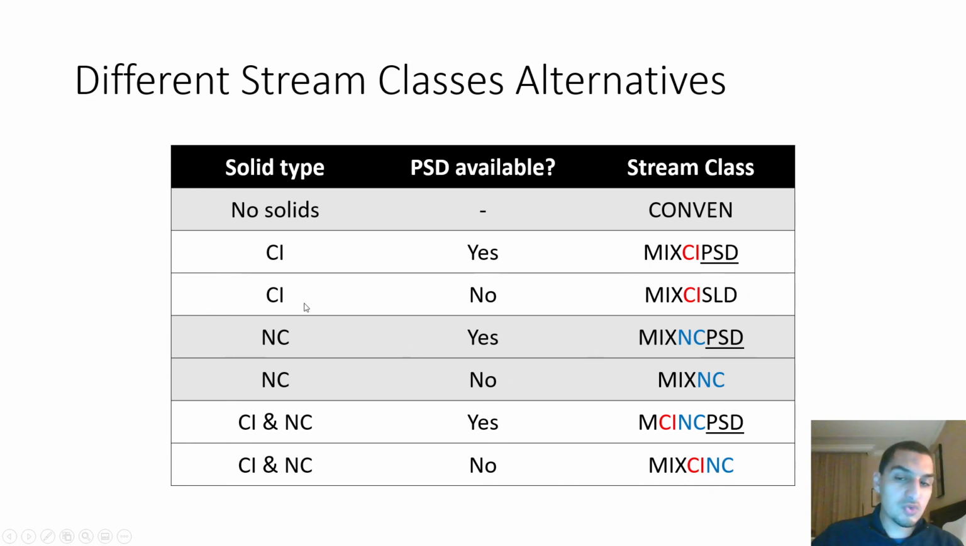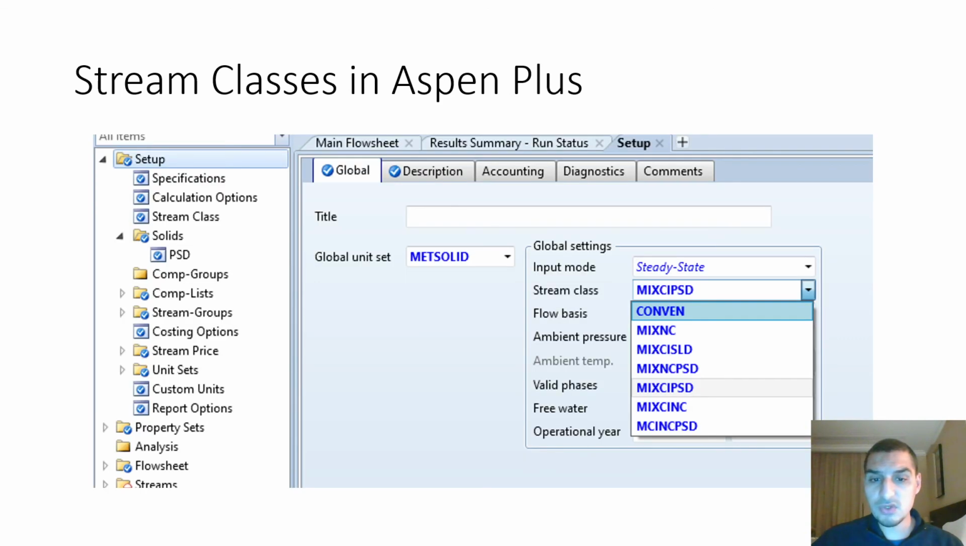So if we choose any one of these, then we will have the tabs active depending on which stream class we chose. This is where we do the choice. We go to setup, and here you go to stream class. You can pick which one you are interested in, and here you can find more information. This is something that we will visit in the next video, inshallah. And here the PSD defines the particle size distribution, and this is going to be another video that we will go for. So I'll stop at this point.